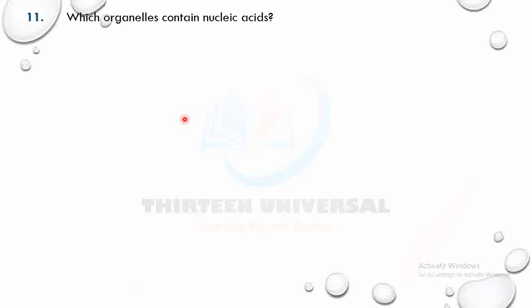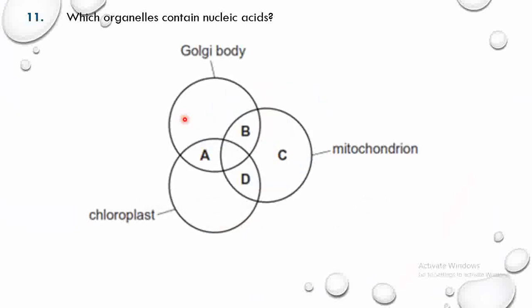All right. Which organelle contains nucleic acids? Yeah, which of them? Golgi doesn't contain nucleic acid. Mitochondria contains circular DNA, and then of course it contains ribosome. Ribosome has of course nucleic acid, ribosomal RNA. Chloroplast contains nucleic acid. So 2 of them. D is the answer.